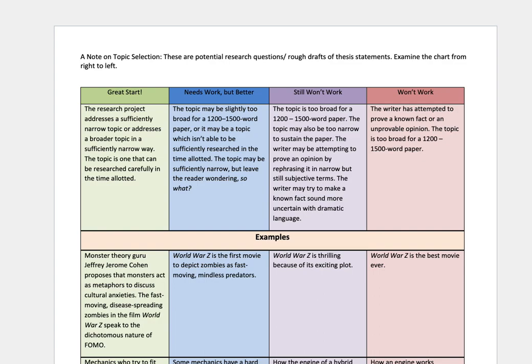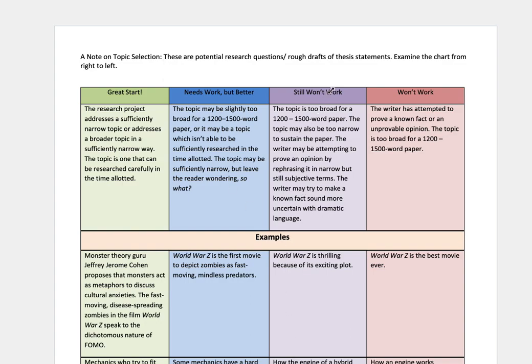Hi, this video is intended just to give you a few tips on narrowing your topic so that you're not taking on too big of a topic for a paper that needs to be pretty concise and very narrow and directed. So what I've got here is a chart that I'm going to talk you guys through a little bit.